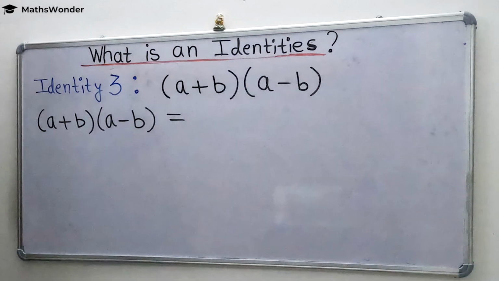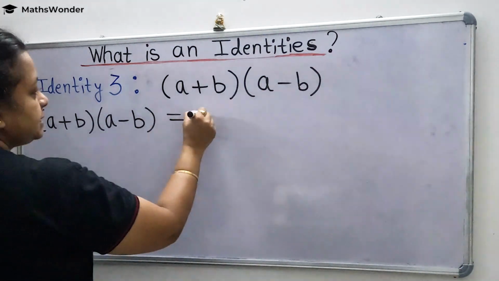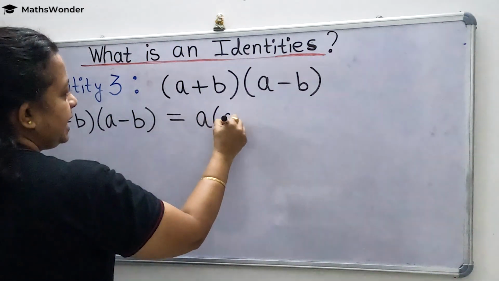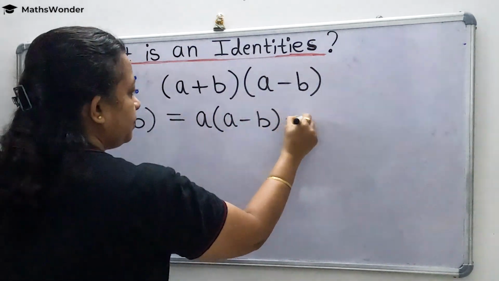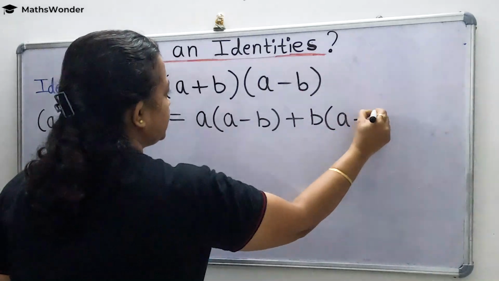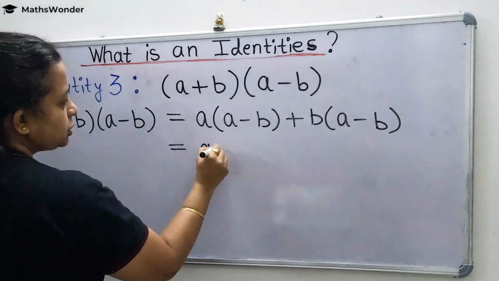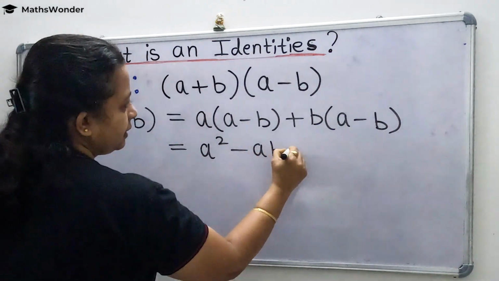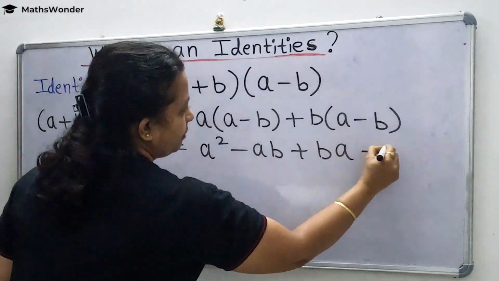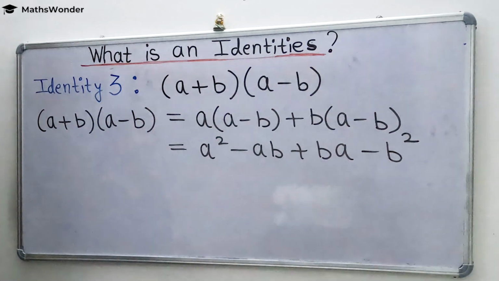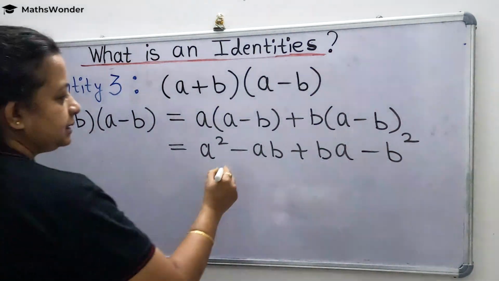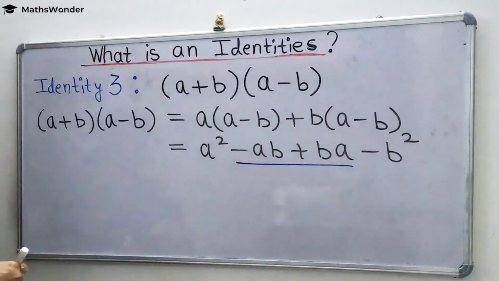Now again, which property will we use here? The distributive. Yeah, same. So distributive. A minus B plus B, again A minus B, right? Now as you know, we are using the distributive property. So A square minus AB plus BA minus B square. Now check the middle two terms and please let me know what we should write in the next step. Check it and tell me fast.